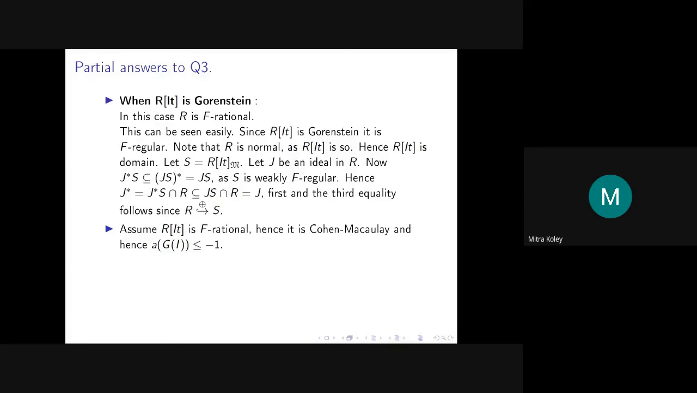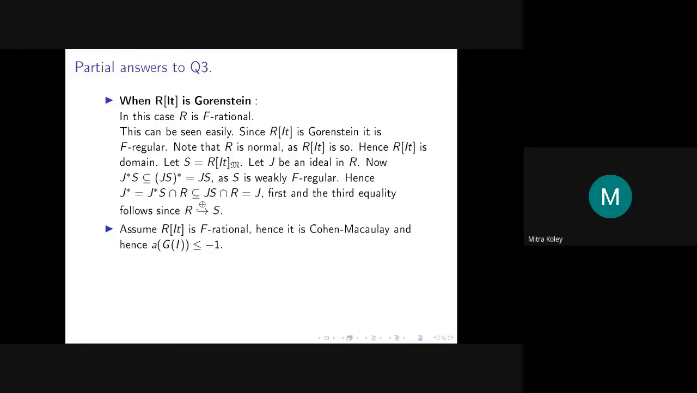So when the Rees algebra is Gorenstein, then in this case the base ring will always be F-rational. So we assume that the Rees algebra is Gorenstein and F-rational, then it will say that the base ring is always F-rational. This can be seen easily because since R[It] is Gorenstein, it is F-regular, and normality of the Rees algebra will imply that R is also normal, and hence it is a domain, and hence the Rees algebra is also a domain. Let S be the Rees algebra localized at the homogeneous maximal ideal M.